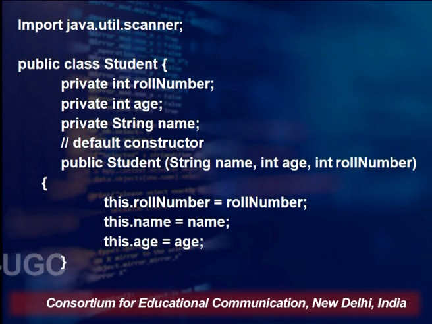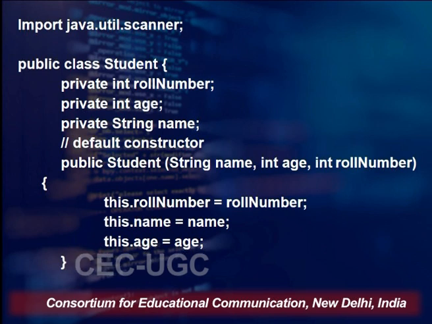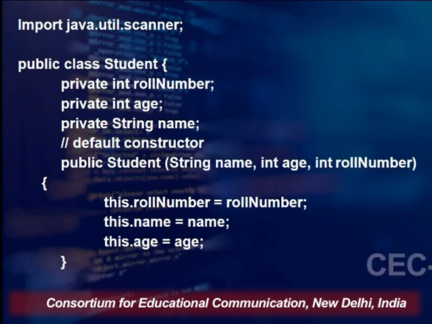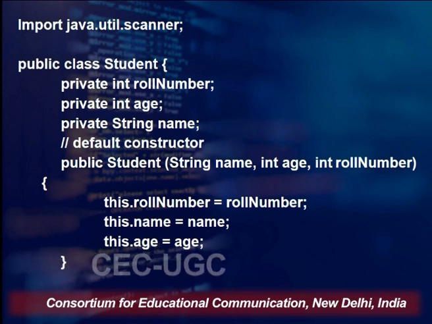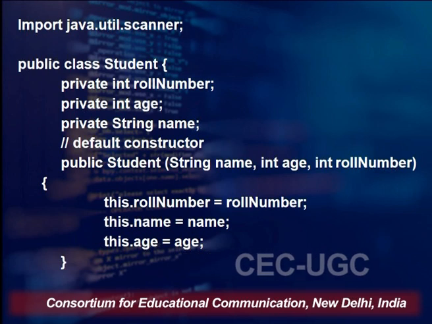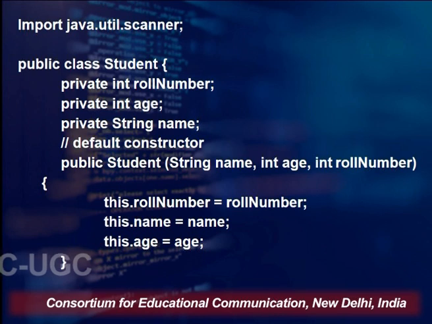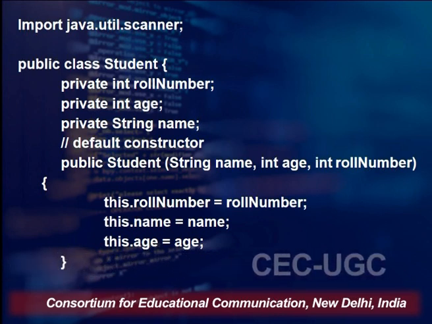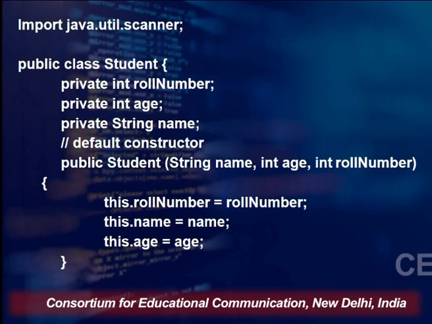As of now you can ignore the words private and public, because we have not discussed the access modifiers. Within this we have a constructor Student, and this constructor is passed the name which is of type String, age which is of type integer and roll number which is again of type integer. These three parameters are compatible with the data types of the instance variables of the class Student.